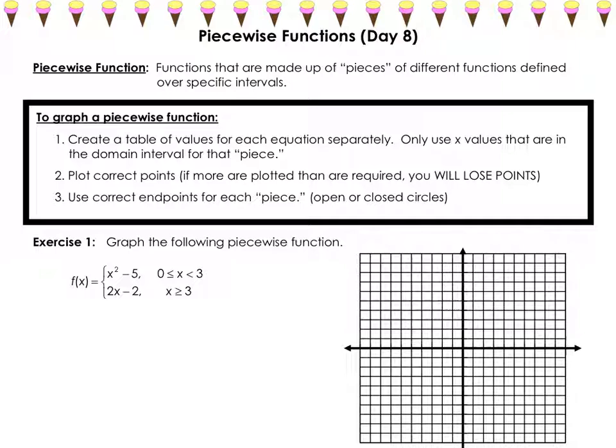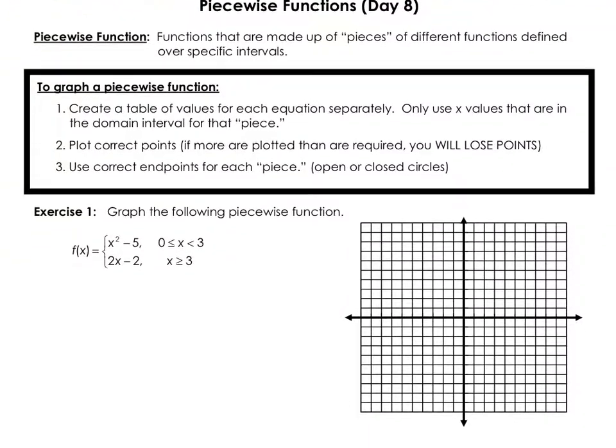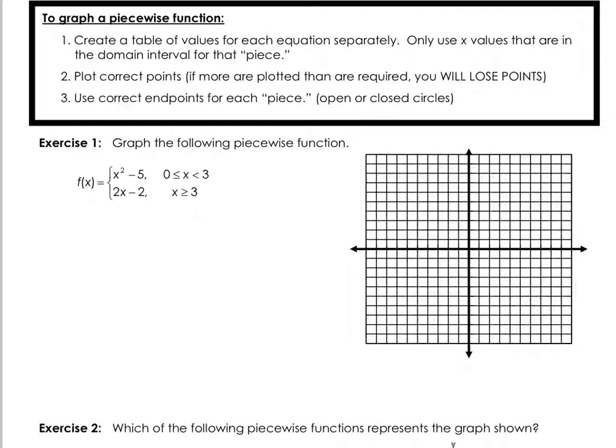This one says that we want to graph the following piecewise function. We're given a grid and we have f of x equals x squared minus 5 over the domain from 0, including 0, up to 3. So 0 is less than or equal to x is less than 3. And then 2x minus 2 when x is greater than or equal to 3. So all the x values greater than or equal to 3.